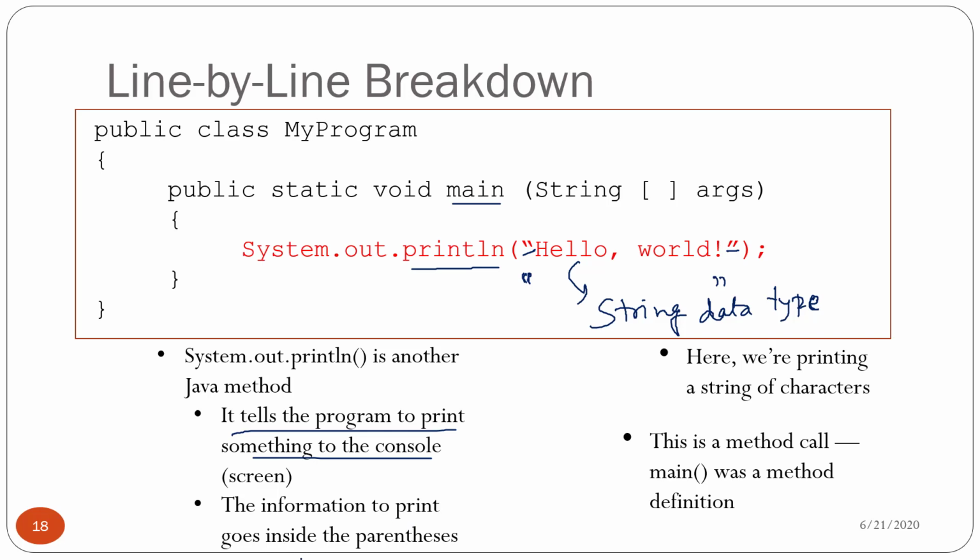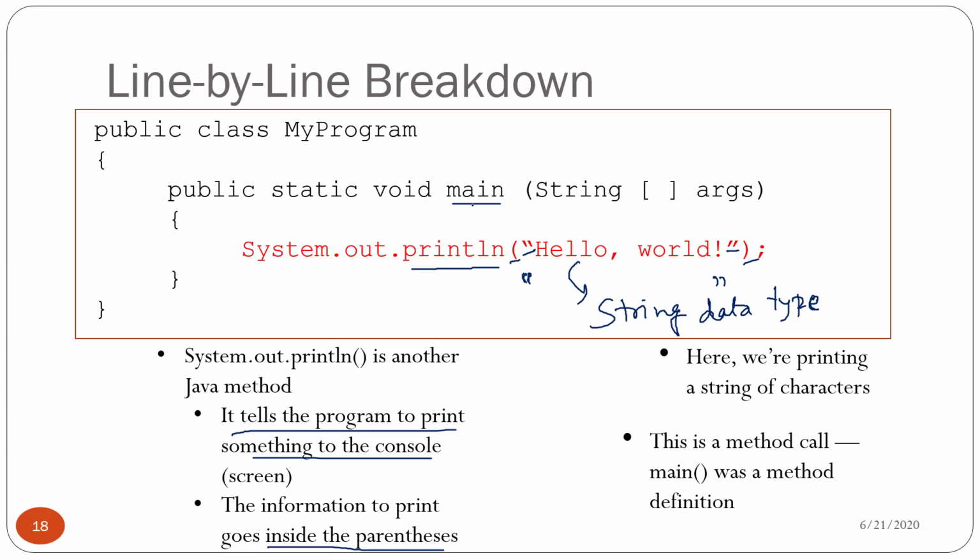So the information to print has to go inside the parentheses. It should go inside these two. Alright, here we are printing a string of characters. This is called a string. This method call is a method call. Main was a method definition. These are a few things I try, but it will make more sense when we learn about methods.